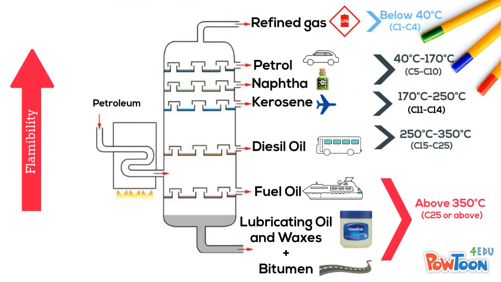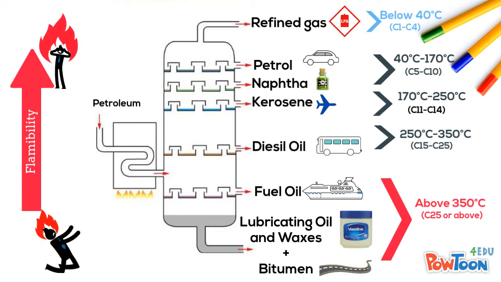While flammability decreases down the fractionating column because as there are more and more carbon atoms in the carbon chains, it requires more energy to break up the bonds, and thus the flammability decreases down the group as it requires more energy to break apart the bonds.